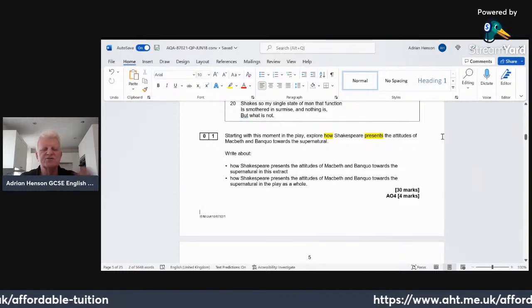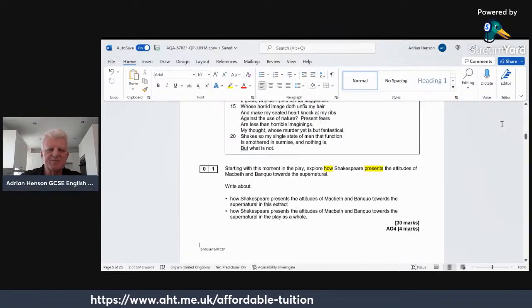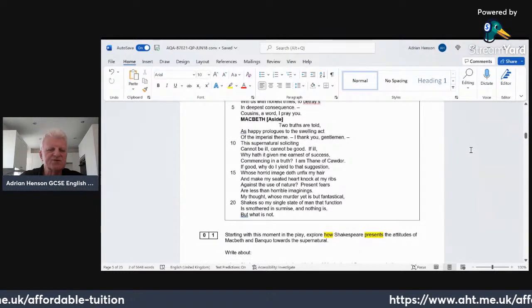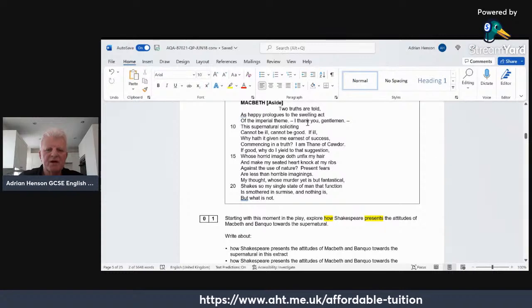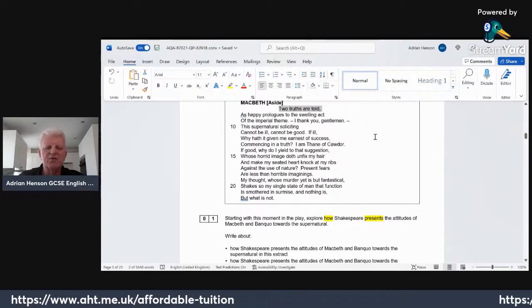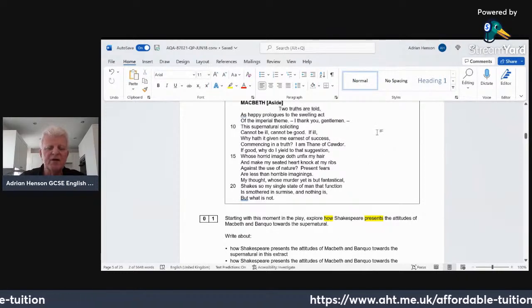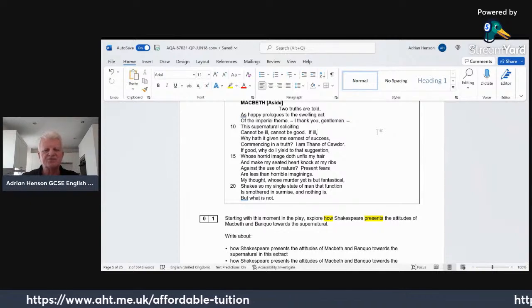So we look at the extract and you're trying to get 15 marks, and therefore you would need to pick out some references from the extract that you think are relevant to their attitudes to the supernatural. For instance, Macbeth says "two truths are told." When you see a quotation, it's easier to work with, and that gives an indication that there's an ambiguity about the supernatural straight away.